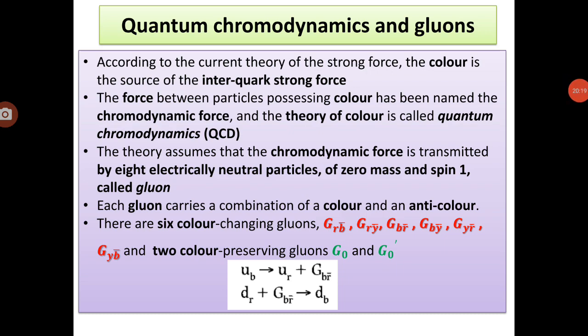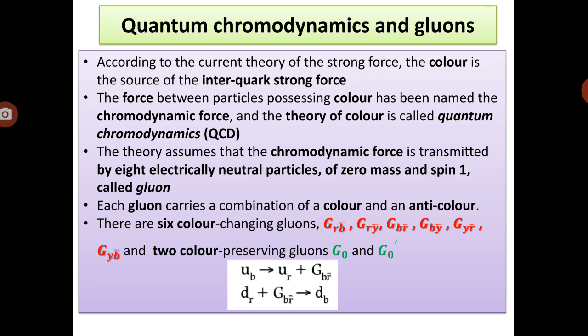Being themselves colored, the gluons exert chromodynamic forces on each other, and this explains their ability to serve as a string binding the quarks and to cause the force to increase as the separation between the quarks increases. So in each process of emission or absorption of a gluon, the color of the quark may change depending on the color and anti-color carried by the gluon.